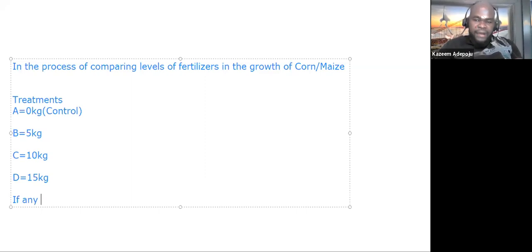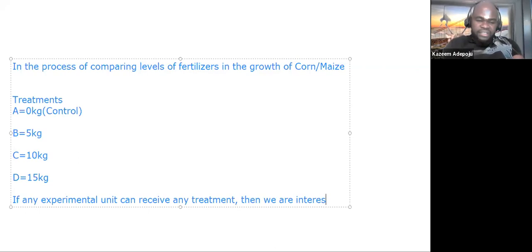if any pot, any experimental unit, can receive any treatment, then we are interested in doing one-way analysis of variance. Okay, one-way analysis of variance.